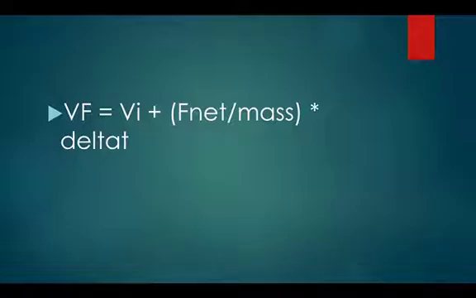We know that if the last portion of the equation is equal to 0, then the initial velocity is going to equal the final velocity, and that means that there is going to be a constant velocity. We know the mass and the change in time are not equal to 0, so that means the net force is going to equal 0 for it to be a constant velocity.